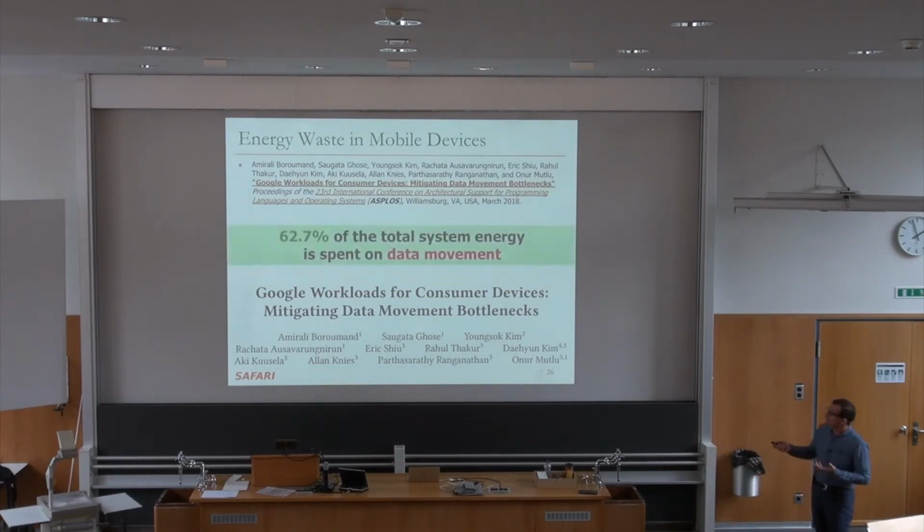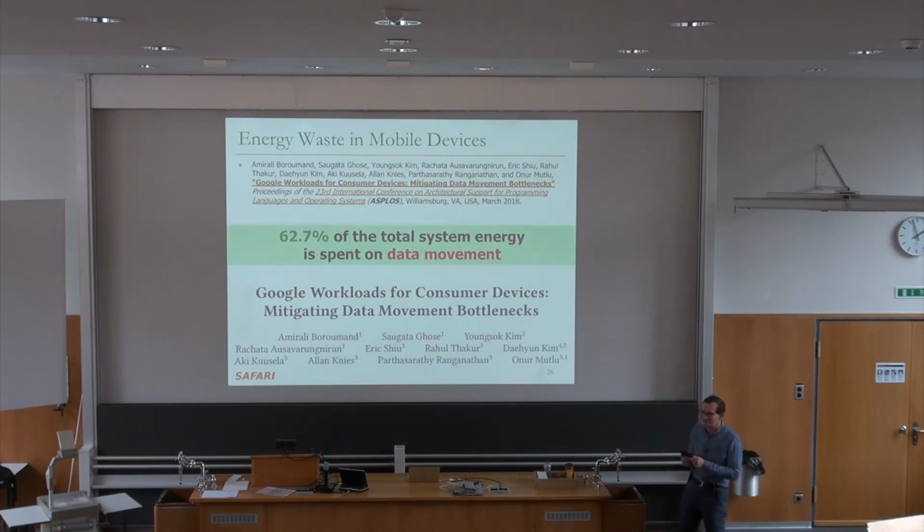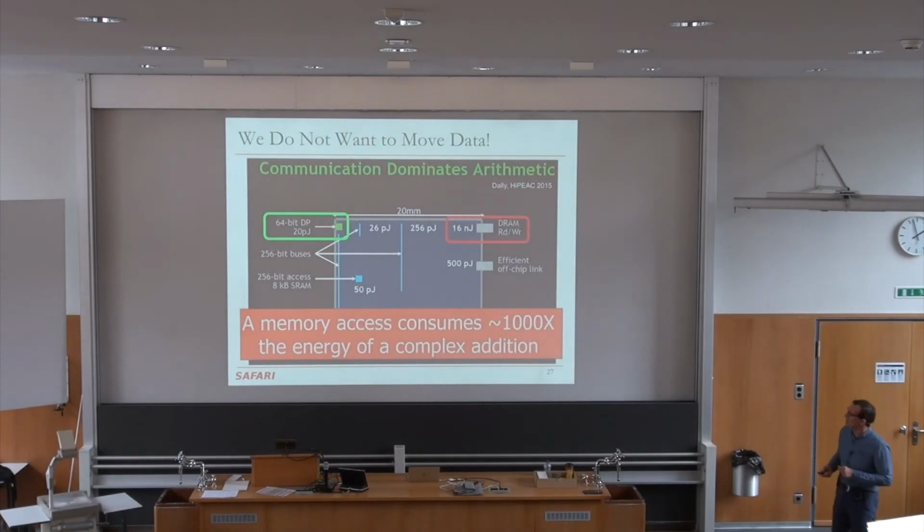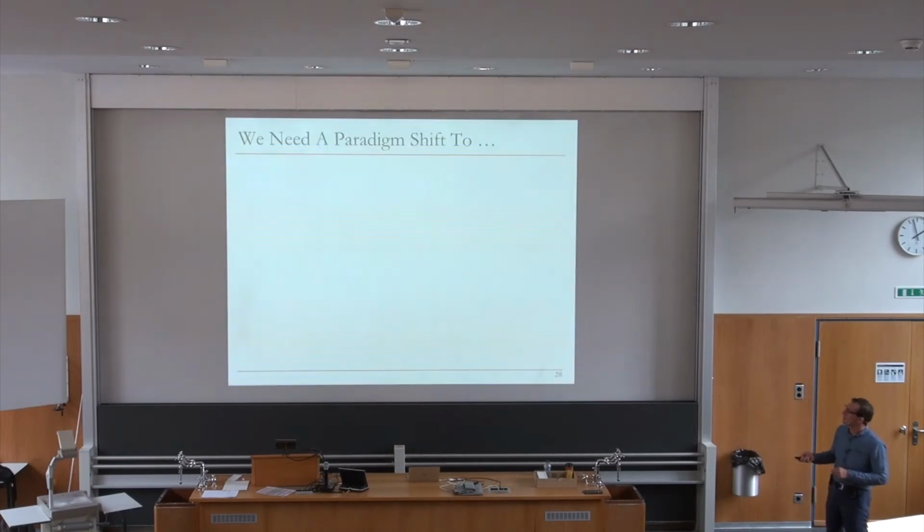And we found out that more than 60% of the entire system energy is spent only on data movement. Basically, we have this energy budget that's really important for a device like this, and more than 60% of that energy you're wasting on data movement. Basically, I think the conclusion is that we do not want to move data. We're moving data at the small scale and also at the large scale, in the data center level, for example. We don't want to move any data.